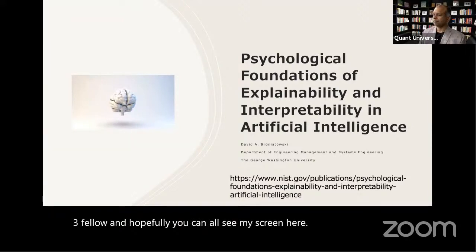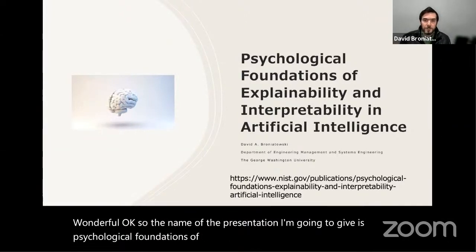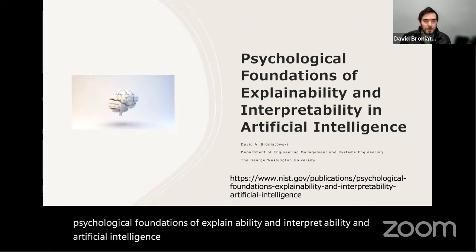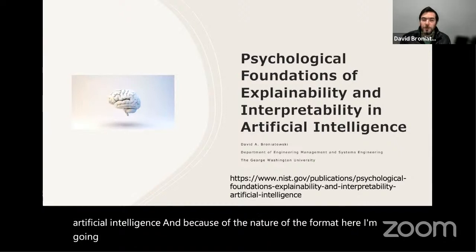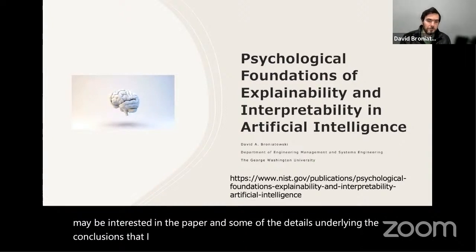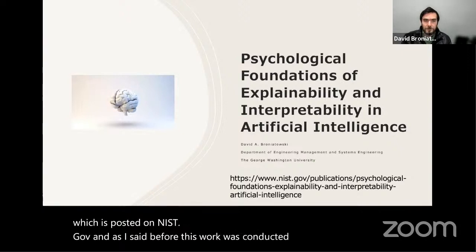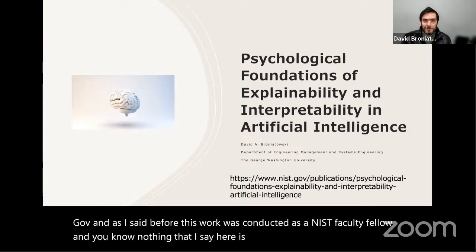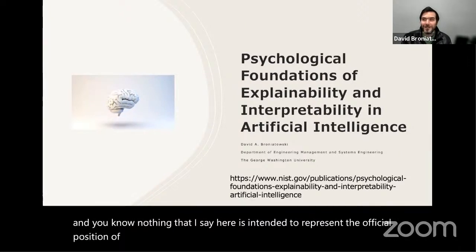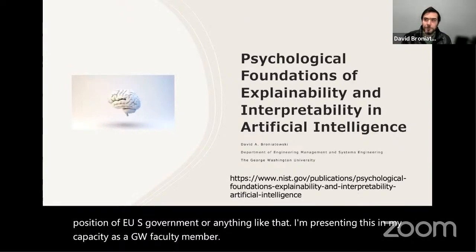Wonderful. Okay, so the name of the presentation I'm going to give is Psychological Foundations of Explainability and Interpretability in Artificial Intelligence. Because of the nature of the format here, I'm going to give an overview of the paper itself. For those of you who may be interested in the paper and some of the details underlying the conclusions that I present here, I'll refer you to the URL at the bottom, which is posted on nist.gov. As I said before, this work was conducted as a NIST faculty fellow, and nothing that I say here is intended to represent the official position of the U.S. government or anything like that. I'm presenting this in my capacity as a GW faculty member, but I will provide an overview of the paper.